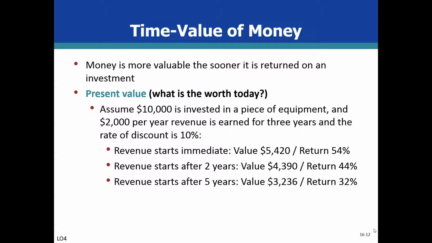The third firm can only get to market after 5 years due to significant R&D time. The value today is $32.36, or a return of 32%. All else equal, the firm that gets the revenue stream later gets the lower return. That's the present value and the time value of money in terms of the return on investment.